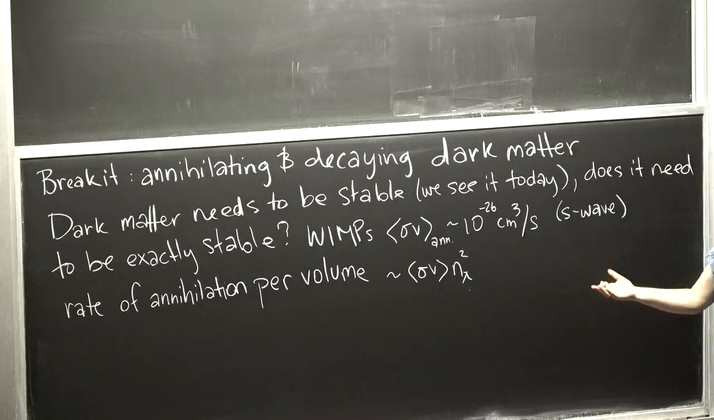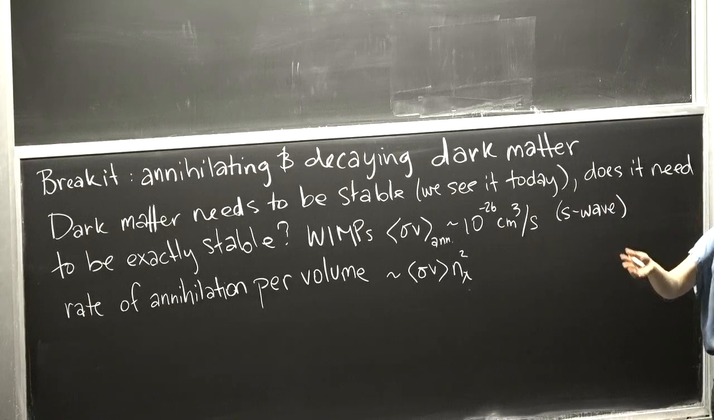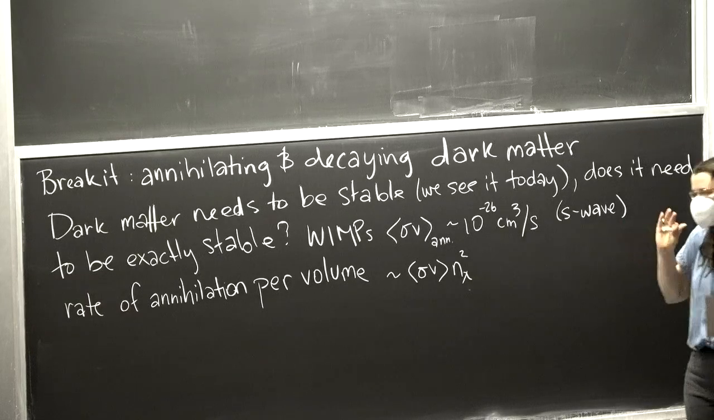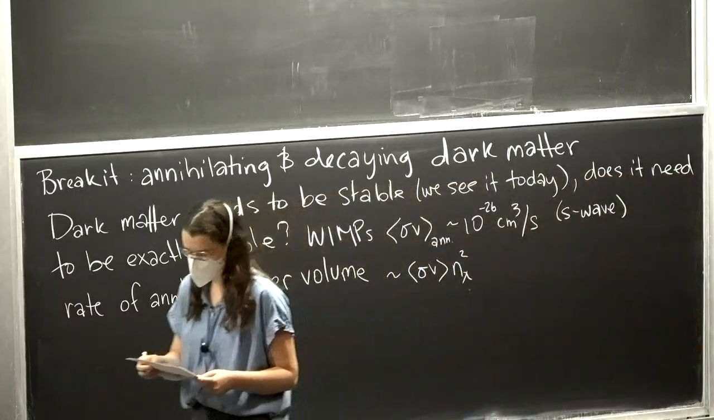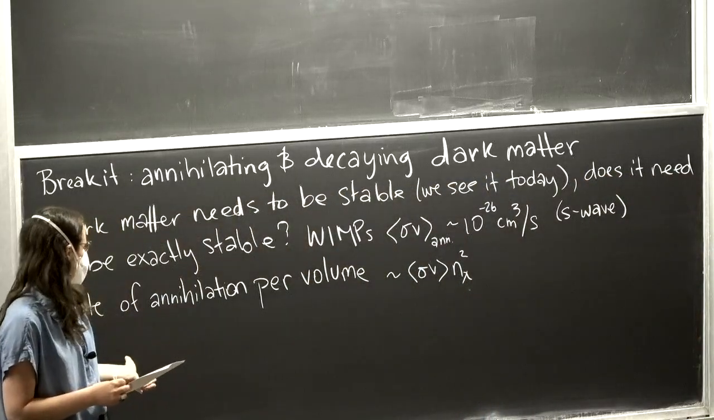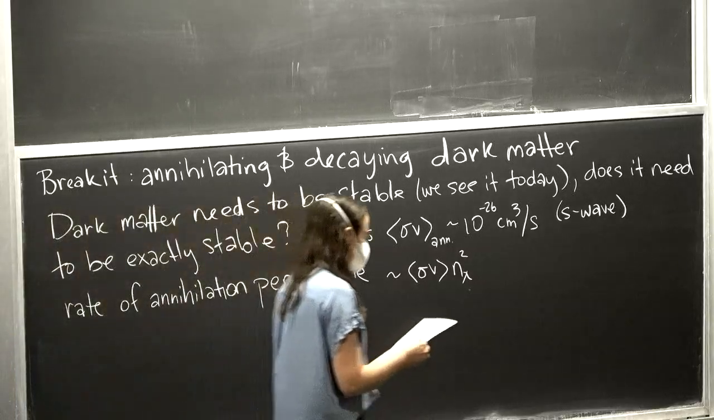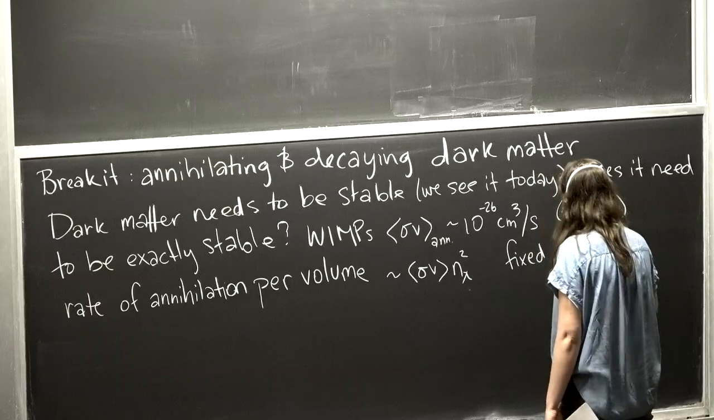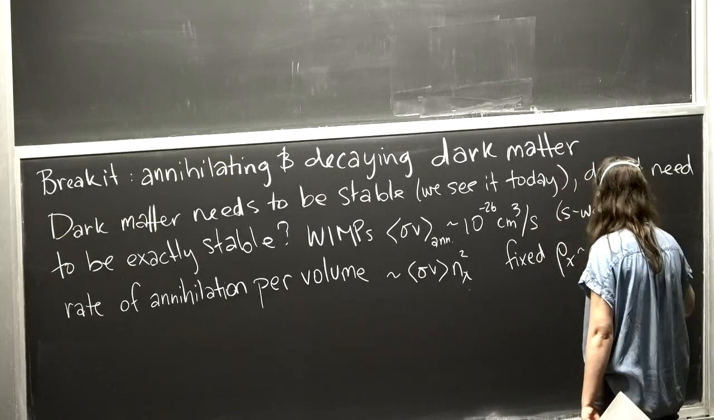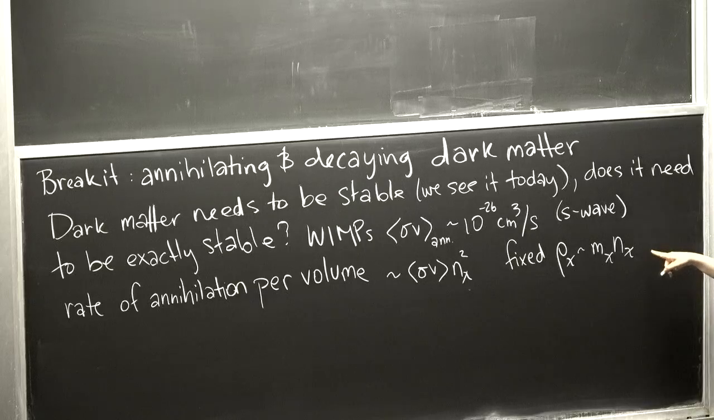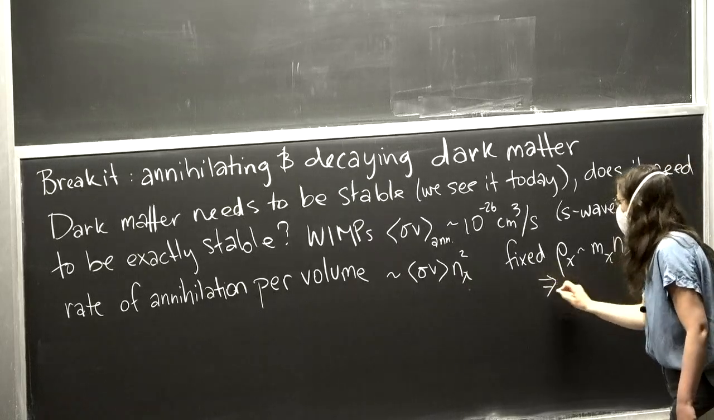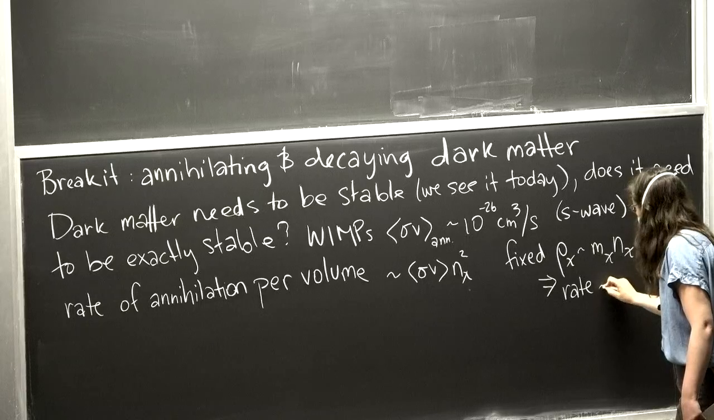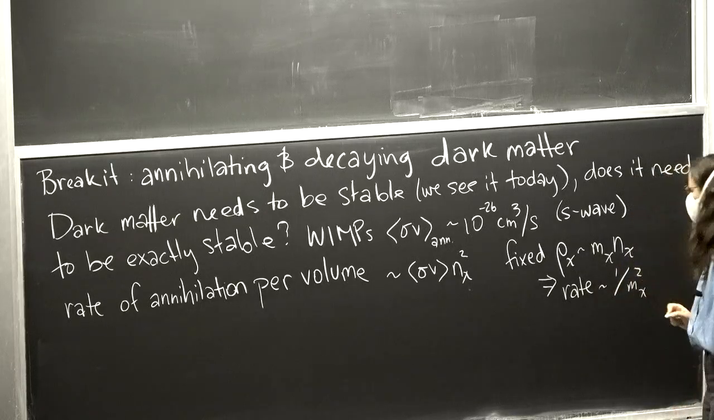We know that it's got to be squared, because for these two particles to find each other, if you think about n as like a probability, then you have to square the probability to have the particles being in the same place in order to interact. That's a heuristic. So if that's how this rate scales, then using a fixed mass density, which is the mass times the number density, that means that my rate is going to scale like 1 over the mass squared.